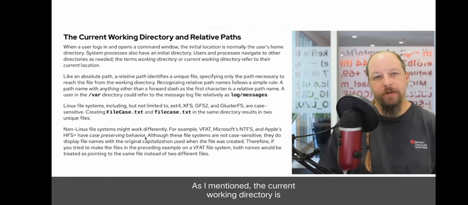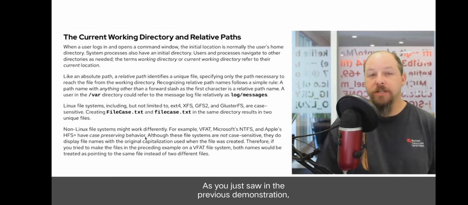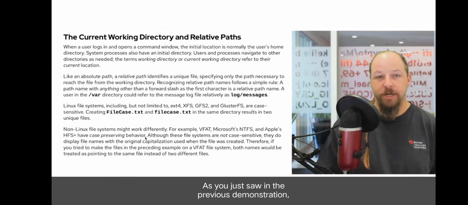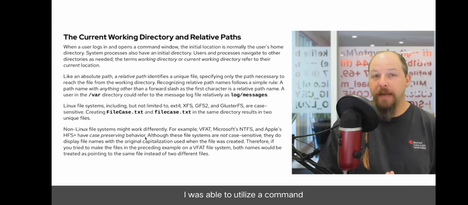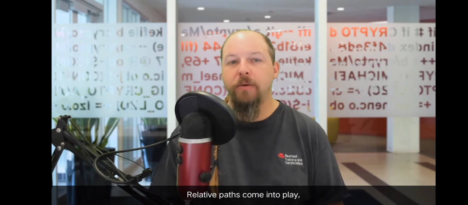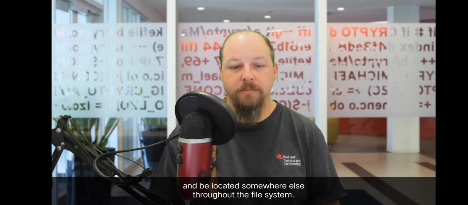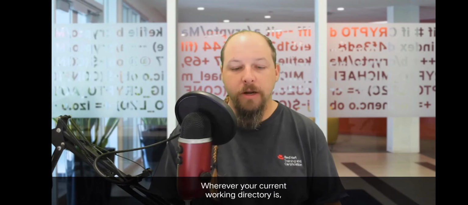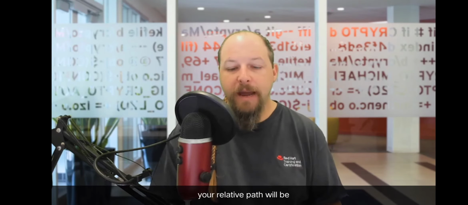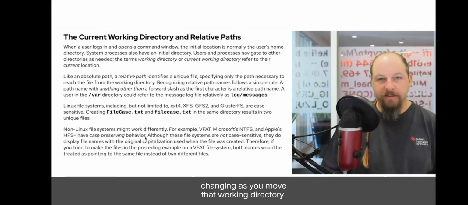As I mentioned, the current working directory is a concept of your present location within the file system. As you just saw in the previous demonstration, I was able to utilize a command to move around the file system. Relative paths come into play when you consider this fact that you could have changed directories and be located somewhere else throughout the file system. Wherever your current working directory is, your relative path will be changing as you move that working directory.